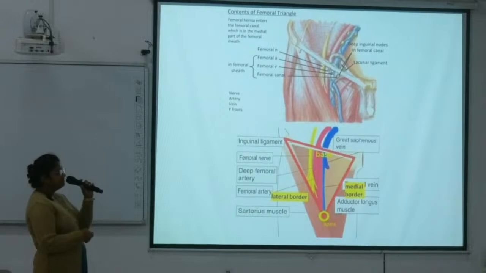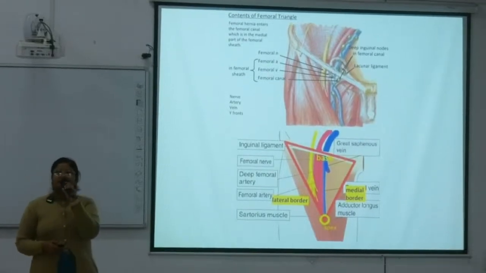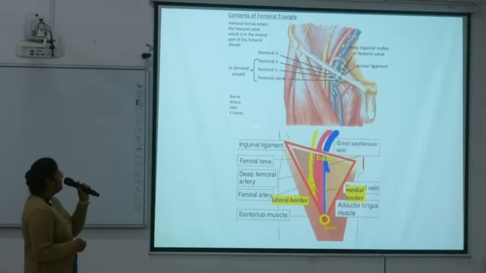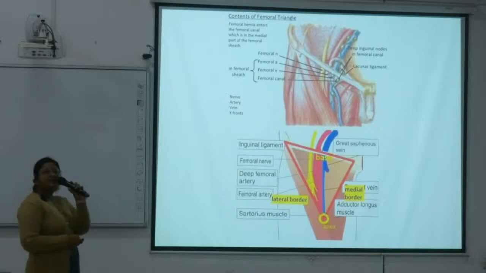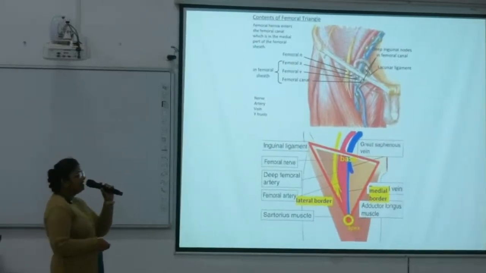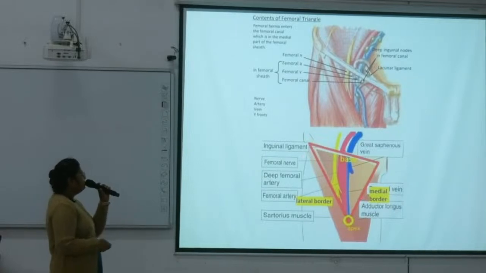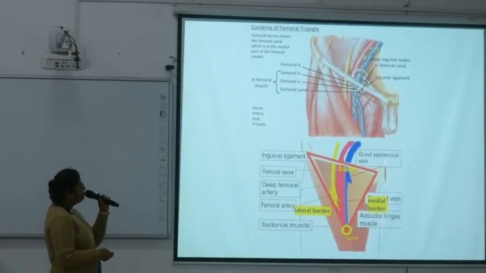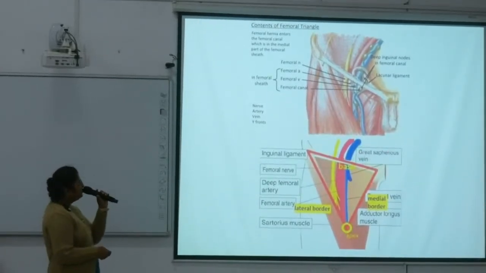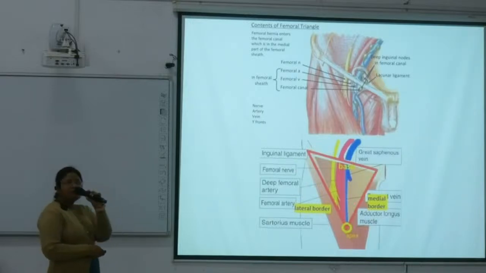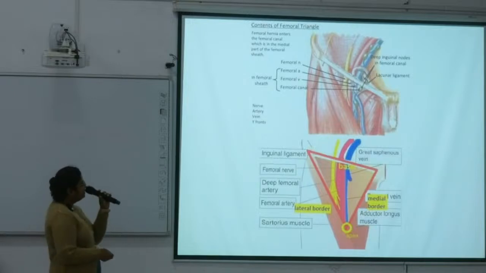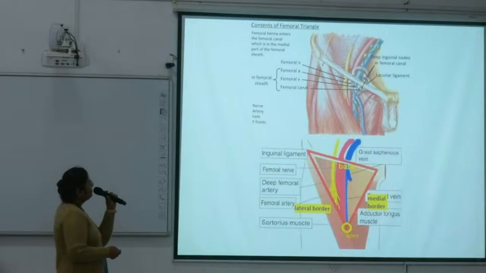Here is the base. The base is formed by the inguinal ligament, and the apex is formed by the joining of the medial and lateral boundaries. The medial boundary is formed by the medial border of the adductor longus muscle, and the lateral boundary is formed by the medial border of the sartorius muscle. And these two meet at the apex of the femoral triangle.